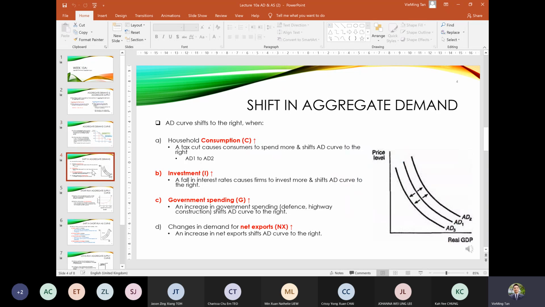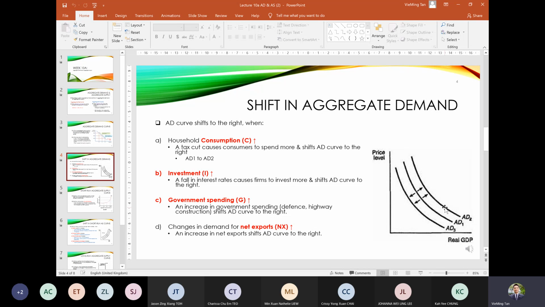Then how can the aggregate demand curve shift to the left or to the right when the price level is unchanged? Even though the price level is unchanged, what factors will increase or reduce the aggregate demand? There are a few factors, which are C, I, G, and net export. As long as one of them is increasing, this will shift the aggregate demand curve to the right-hand side. That means in this case, it shifts from AD1 to AD2. Let me stop for a while. Is that clear?